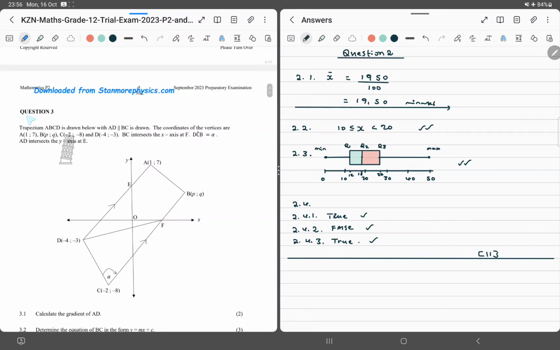So we've got question 3. Now, this is what is going to hurt a bit. But NB here, how do you approach this question? You do the doctor's approach.